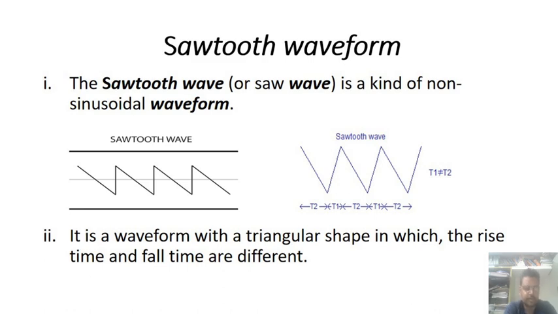Here we know a sawtooth wave is a kind of non-sinusoidal waveform. It is so named based on its resemblance to the teeth of a plain toothed saw with a zero rake angle. Just we can observe the zero rake angle.